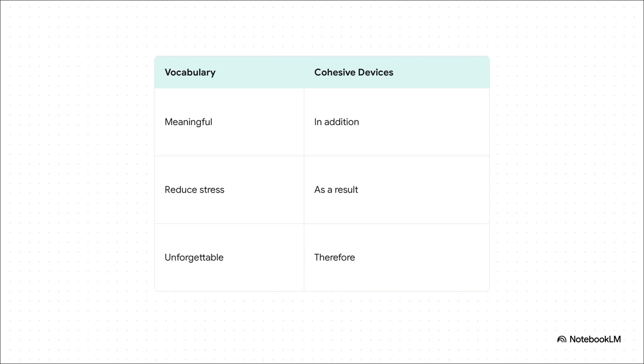Use elevated vocabulary to explain that it's meaningful and cheerful, that it really helps reduce stress, and that your family is supportive, which helps create unforgettable memories. Tie all these great ideas together with cohesive devices like in addition, as a result, and therefore, to really show the logical flow of your feelings.